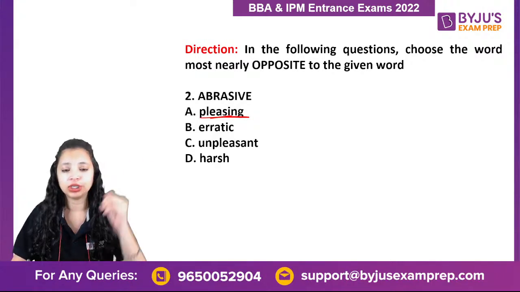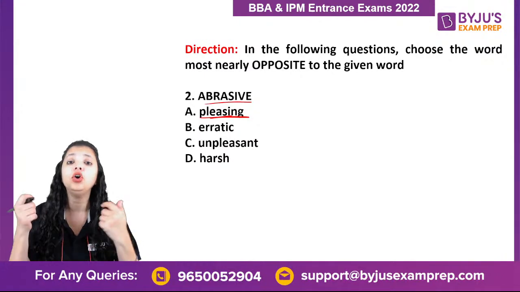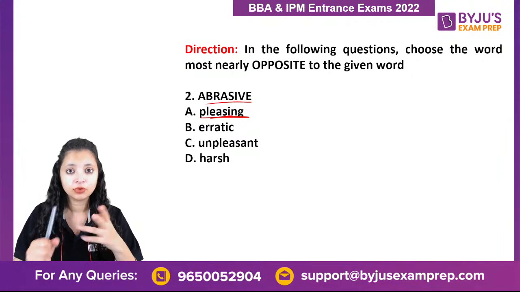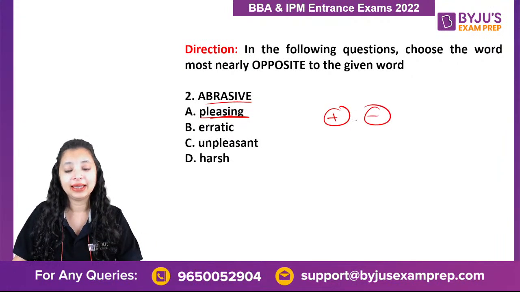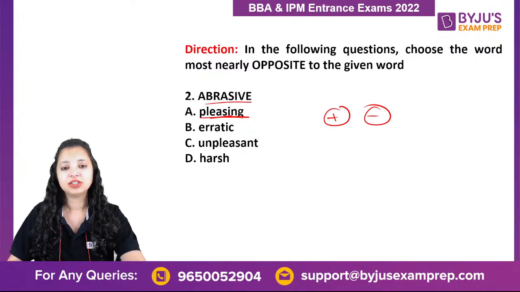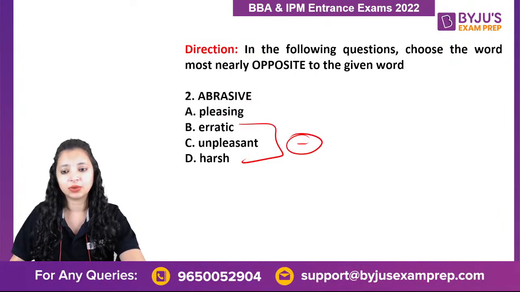Same logic. If you don't know exactly what it means, you can very easily find the answer by elimination. You can use your knowledge of connotations. Connotation means whether it has a positive meaning or a negative meaning. So apart from that, these are negative words. That's what your answer is.